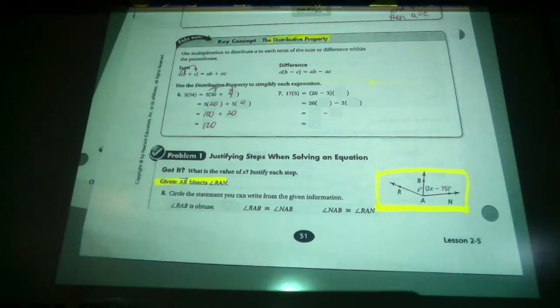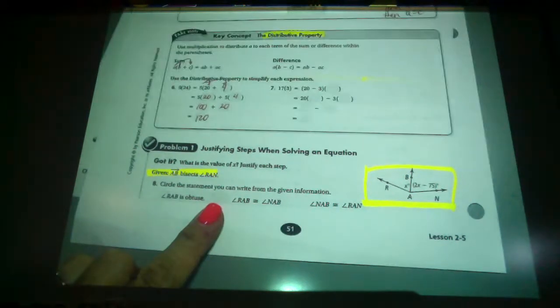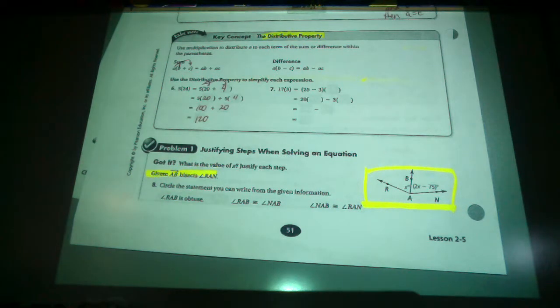What's a ray bisecting angle called? An angle bisector. What do we know about an angle bisector? Because that's what they're trying to get you to do down here. The minute we look at that given, there should be some information that we can conclude from that.